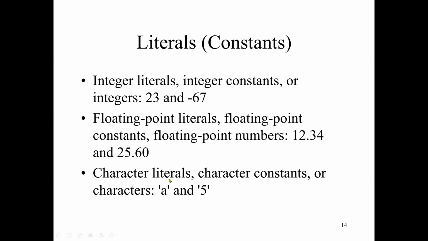Also the character literals, and normally a character also can be a digit or letters, but characters always have to be in a single quote. So if I have 5 without a single quote, then it's an integer. With single quote means it's a character. With double quotation means it's a string. A string is not a primitive type, so we will discuss that later on.